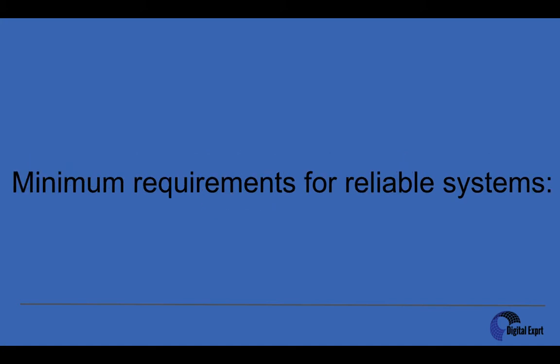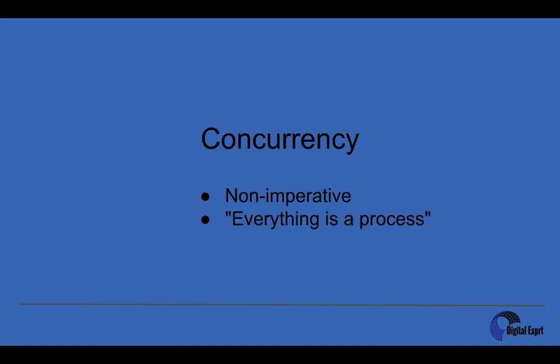So what are the minimum requirements for reliable systems? Because here we're talking about how do we build reliable systems in the face of inevitable errors. So first of all, reliable systems must be built to handle concurrency from the ground up. Concurrency is not an afterthought. And in order to do that, the system must be non-imperative. It should not do things sequentially in an imperative fashion, but more like a process, because everything is a process.